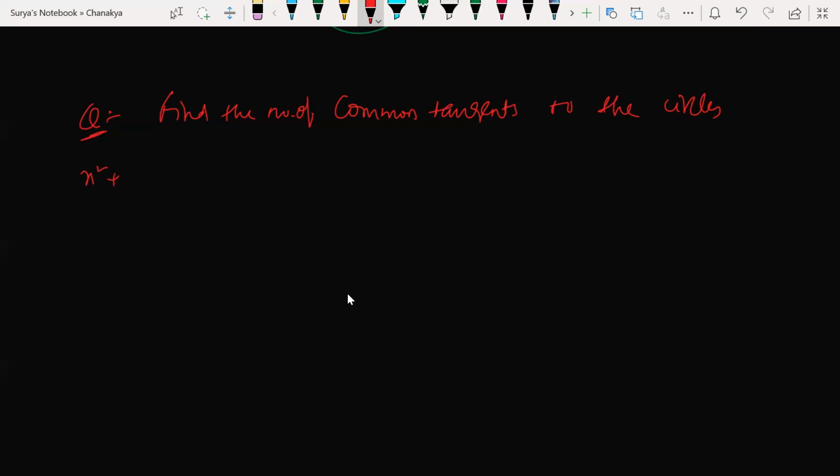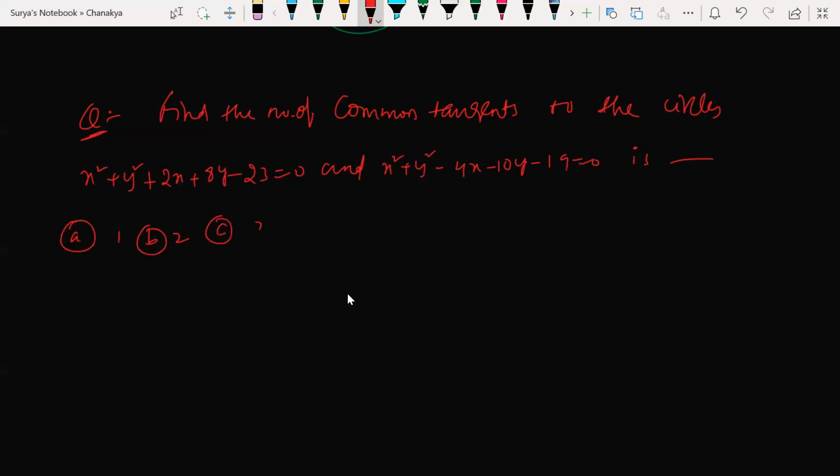Okay? So find the common tangents to circles x square plus y square plus 2x plus 8y minus 23 equal 0, and x square plus y square minus 4x minus 10y minus 19 is equal to 0 is dash. Options 1, 2, 3, 4. Now this is a homework to every one of you. Find the number of common tangents.